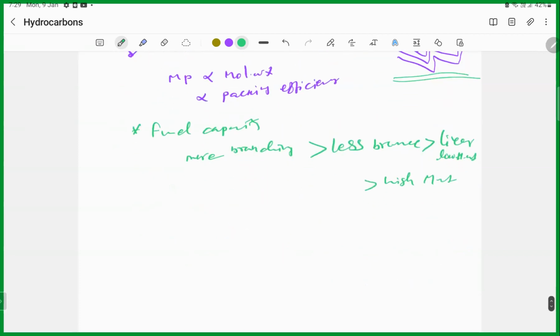And then for solubility, alkanes are insoluble in water. Does wax dissolve in water? No. The wax will be soluble in non-polar solvents like benzene, ether, chloroform, kerosene. It dissolves in those, not in the others. Okay.